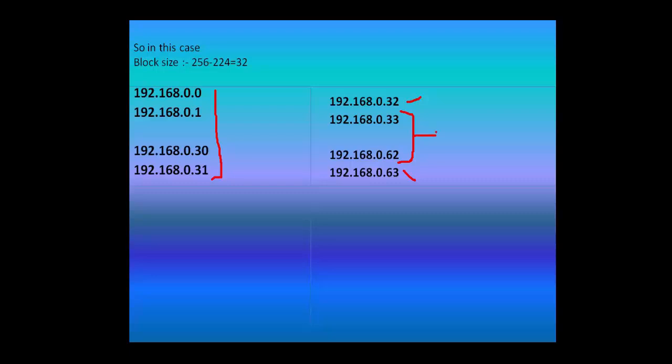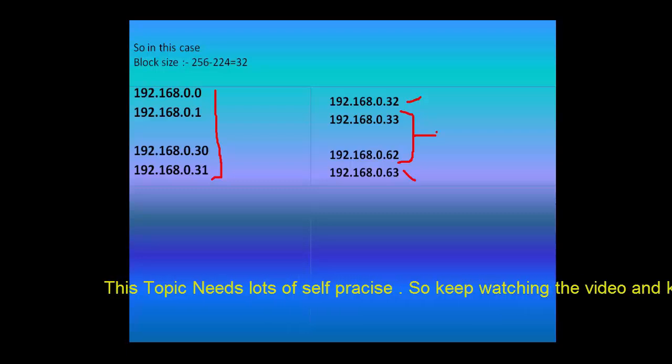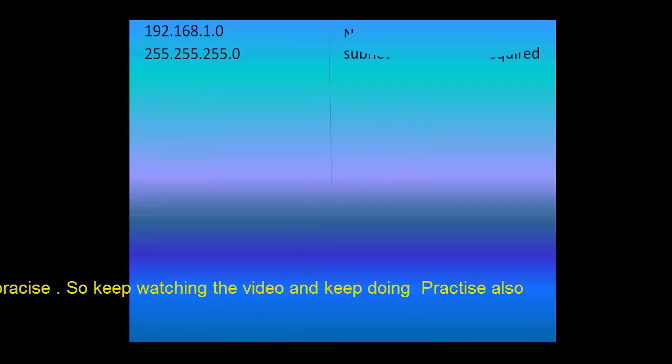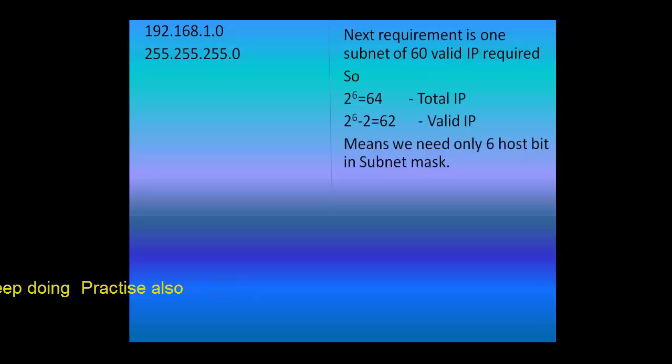Simple. You only have to take care of how many host bits we require. In subnetting we have to take care of how many network bits we have to borrow. Only this is the difference between subnetting and VLSM. The remaining process is the same. So the third requirement is done. Come to the fourth requirement of 60 valid IPs according to the topology. So 2 raised to power 6 means we require 6 host bits, give 2 bits to the network side.